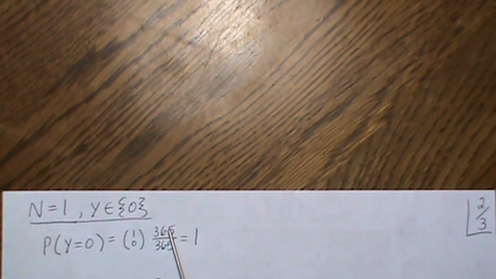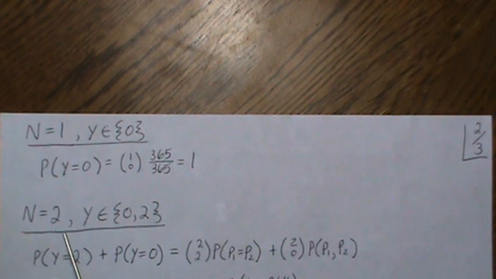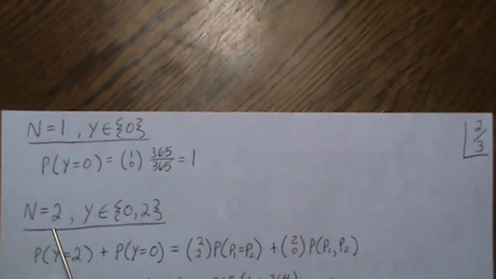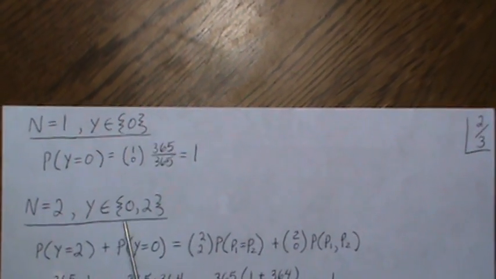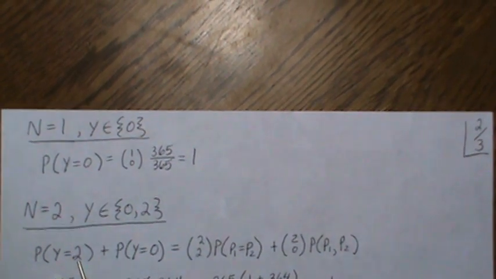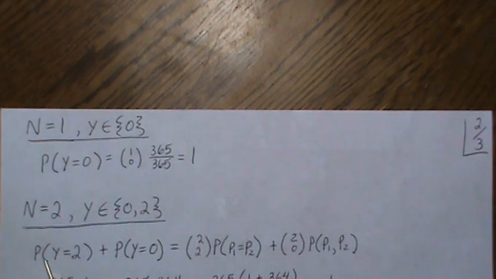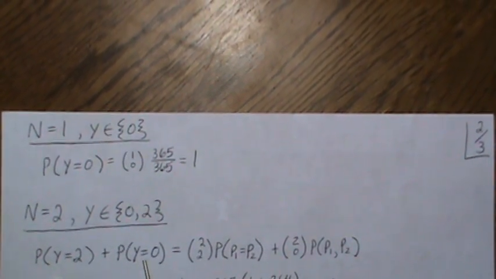And so that person has 365 days to pick from out of 365. So that's 1 times 1, which is 1. Now let's look at the 2 case. So there's a sample size of 2. So y can take on 0 and 2. And the whole sample space is the probability y equals 2 plus probability y equals 0.